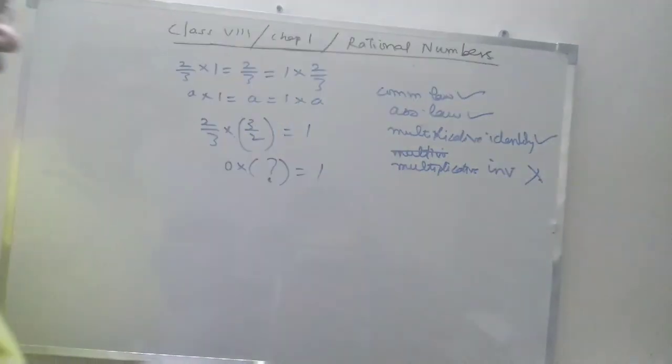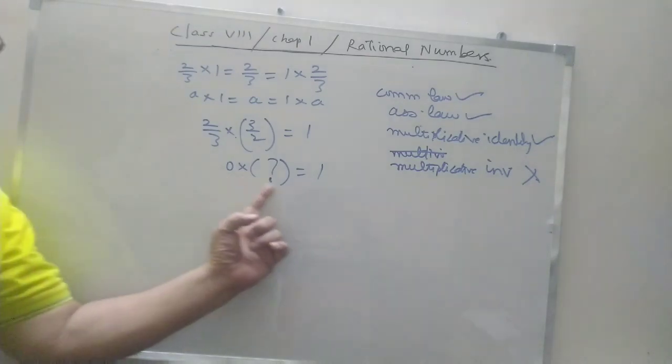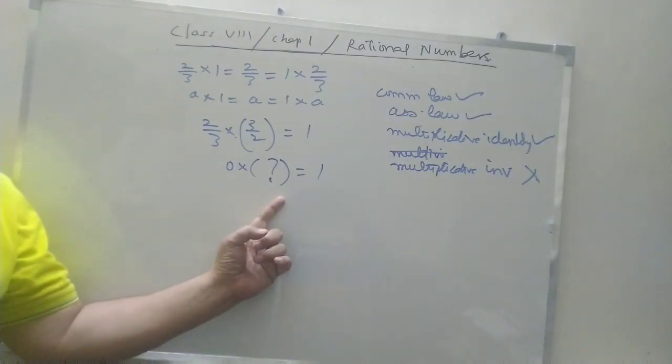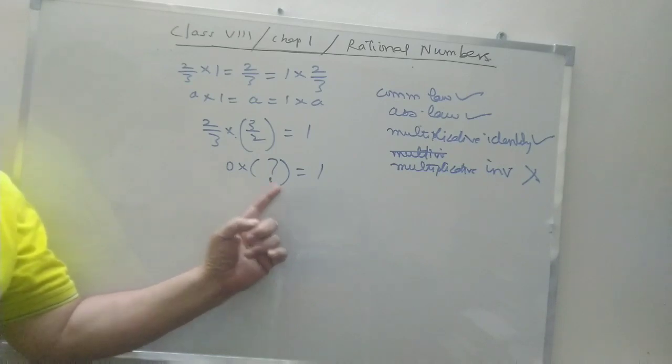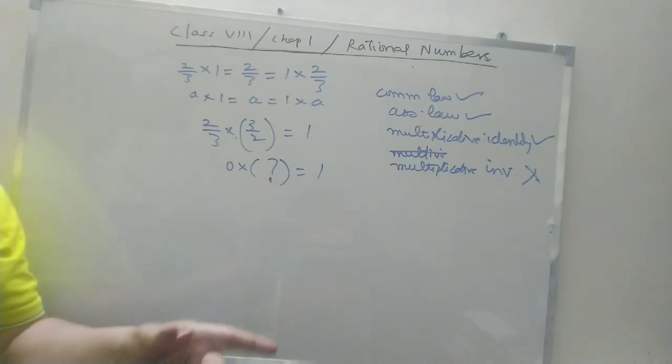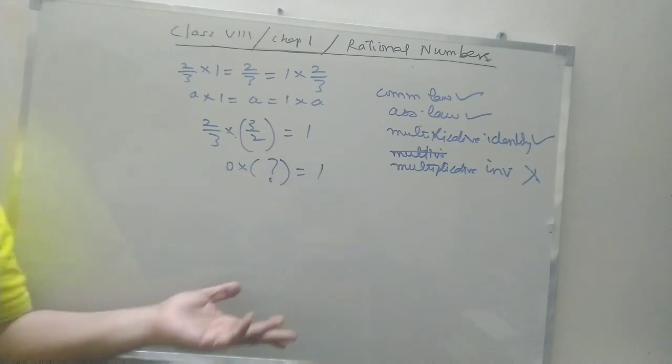Inverse, sorry, this doesn't hold. Why? Because for 0 it doesn't hold. It holds for everything, but not for 0. So will it hold for each and every number? No, it will not hold for 0. You can remember this point, that multiplicative inverse of 0 is not possible.